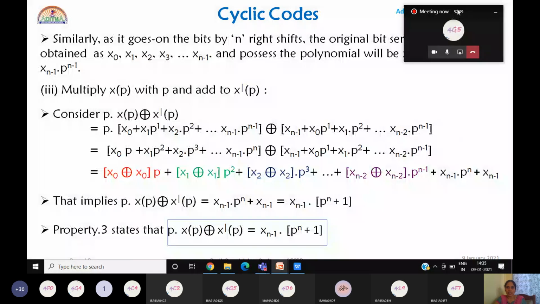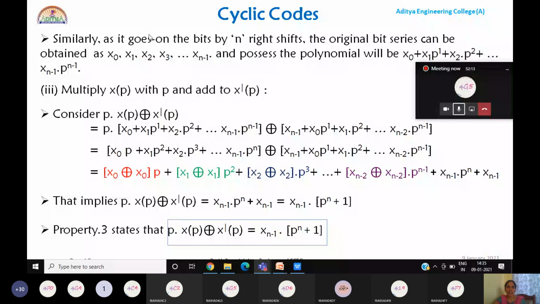So if you continue the process and go on till n right shifts, then the original bit series can be obtained as x0, x1, x2, and so on up to xn minus 1, and possesses the same polynomial as the original order. That is, x0 is the LSB and xn minus 1 is the MSB bit. So x0 plus x1 into p power 1 plus x2 into p square plus so on, xn minus 1 into p power n minus 1. Okay, this is the second property.